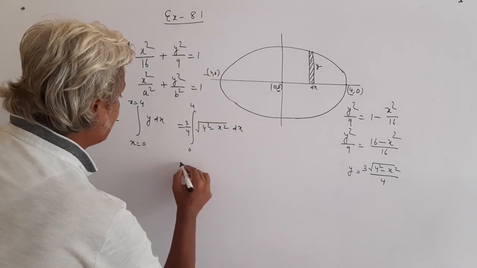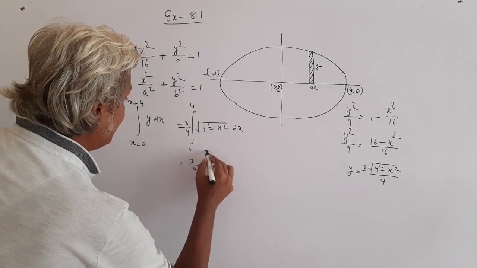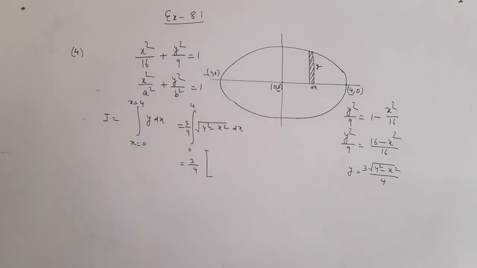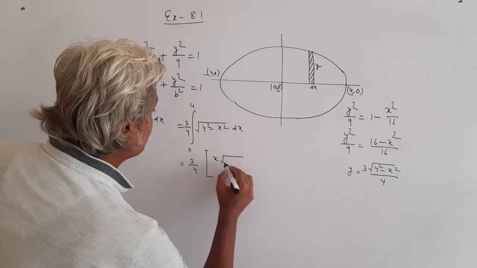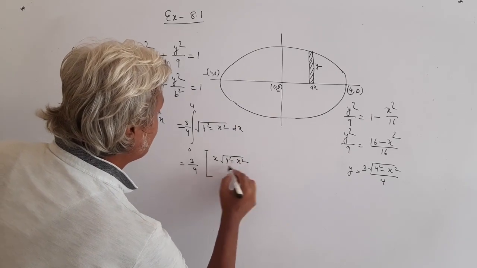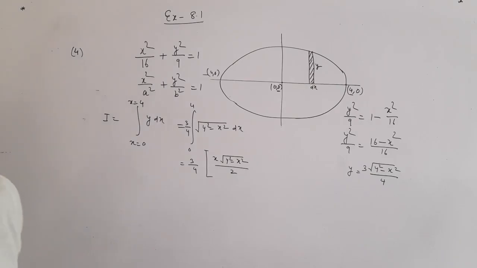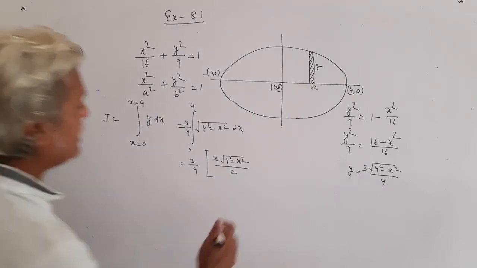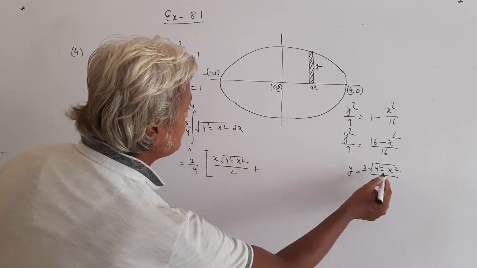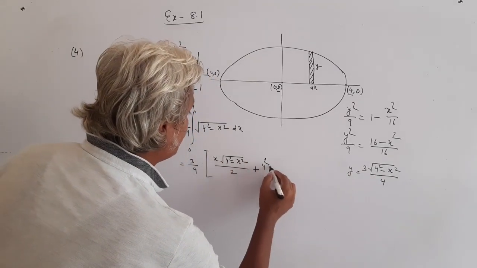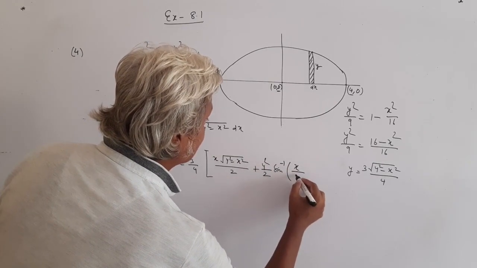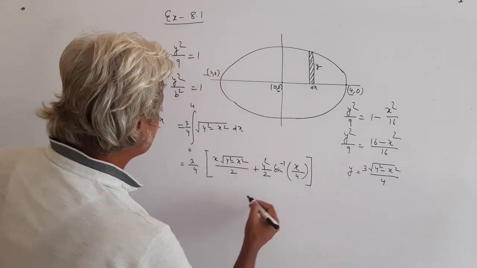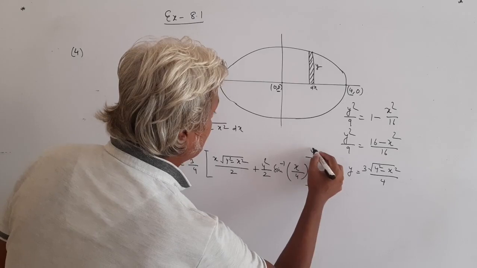This one is a direct formula and its value goes like this. Integration of under root a square minus x square dx, and then what is the value? This is x by 2 under root a square minus x square plus a square by 2 sine inverse x upon a. Here a square is 4 square, so 4 square by 2 sine inverse x upon 4. This is the case and the limit goes from 0 to 4.